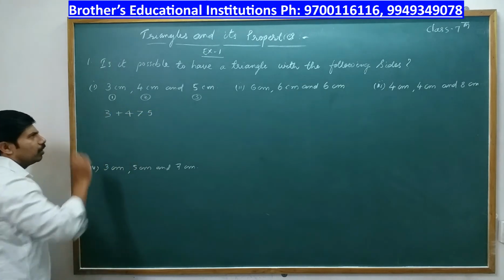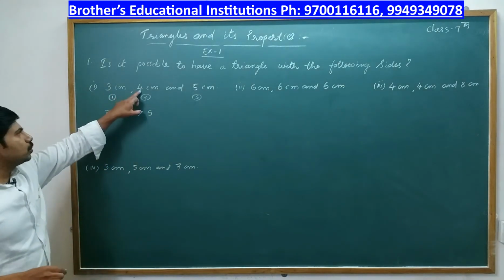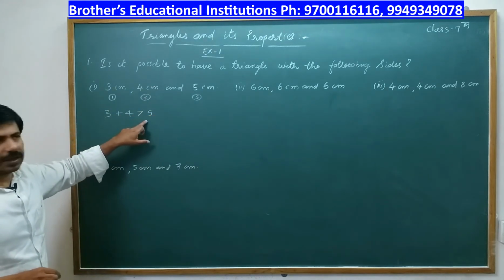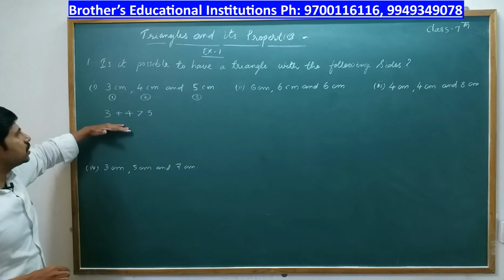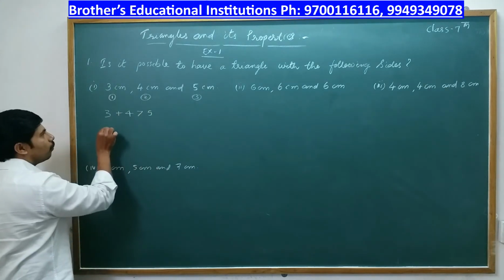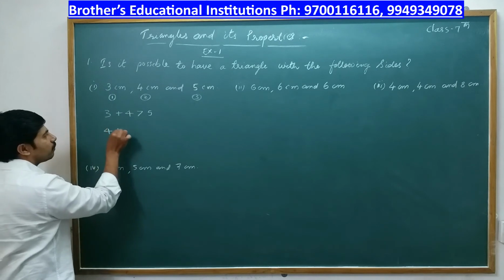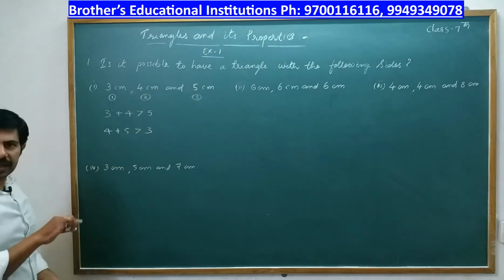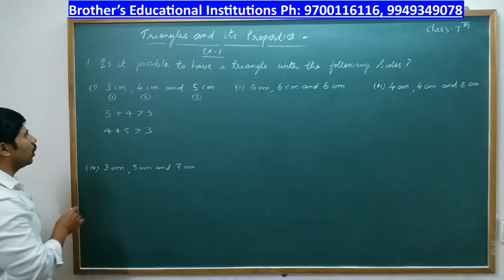I'll just check for all. The sum of two sides should be greater than the third side. 3 plus 4 is 7. 7 is greater than 5. Okay, so it satisfies. Now first I started with 3, now I'll start with 4. 4 plus 5 is greater than 3. So 4 plus 5 is 9. 9 is greater than 3. So no doubt it's satisfied.